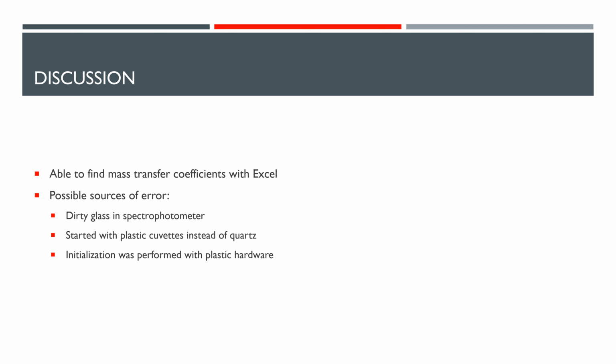Now there are a few possible sources of error that we determined. One of them would be dirty glass in the spectrophotometer. In the event that you got fingerprints on the glass, you could have gotten a faulty reading. We also started with plastic cuvettes instead of quartz, which also could have contributed to error. The initialization was performed with the plastic hardware because at the time we didn't realize that that could have been causing error, and then we eventually later switched to quartz. So if we had initialized with the quartz cuvette, we probably would have gotten more accurate results.